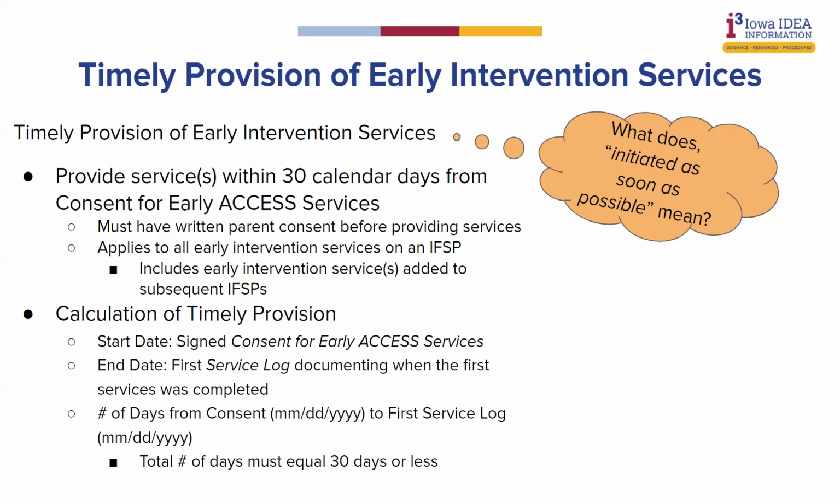Timely provision of early intervention services is calculated from the date of the signed consent for early access services to the date of the first service log documenting when the first service was completed. The total number of days must be equal to or less than 30 calendar days. If the number of days is 31 or more days, then the service has not been provided in a timely manner.